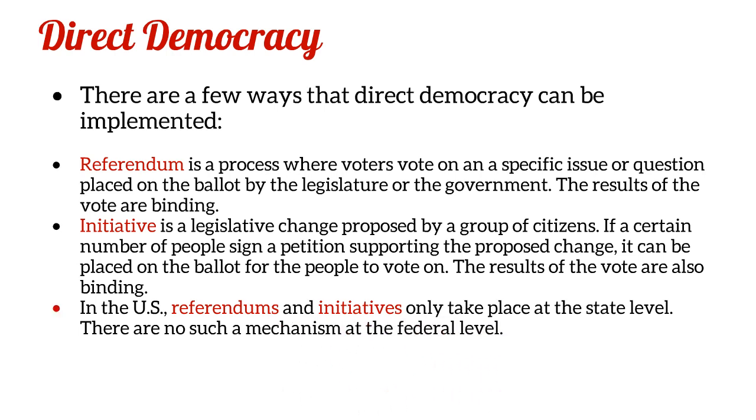Initiative is a petition process by which the people can propose new laws or changes to existing laws. If a certain number of people sign a petition supporting the proposed change, it can be placed on the ballot for the people to vote on. The results of the vote are binding. In the US, referendums and initiatives only take place at the state level. There is no such mechanism at the federal level.